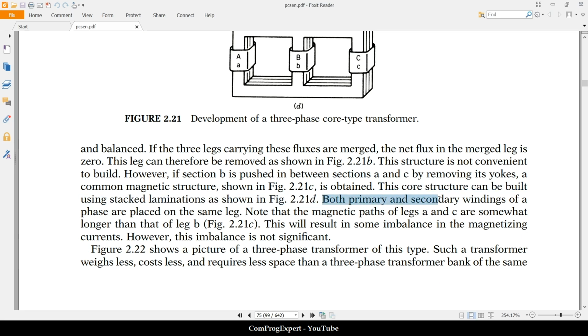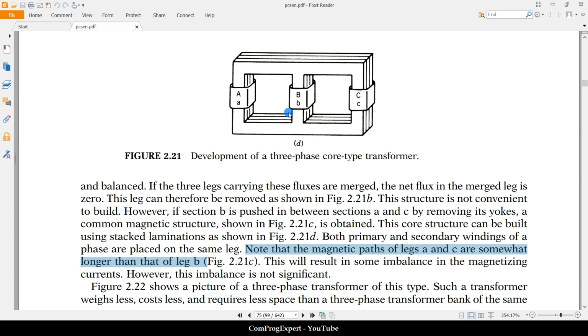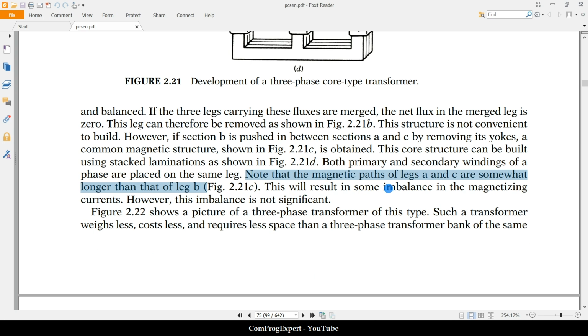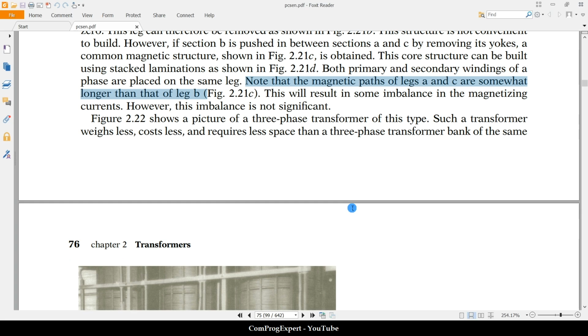Both primary and secondary windings of a phase are placed on the same leg. Note that the magnetic paths of legs A and C are somewhat longer than that of leg B. The flux generated by phase B experiences a different reluctance from the flux generated by phase A. This will result in some imbalance in magnetizing currents. However, this is not significant.